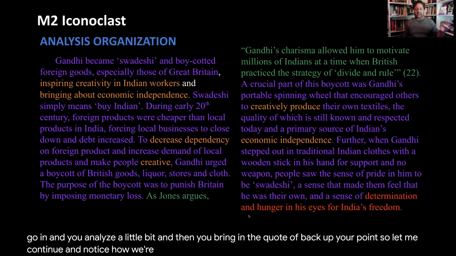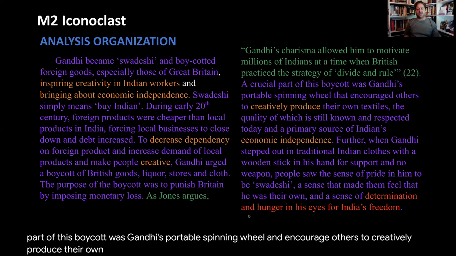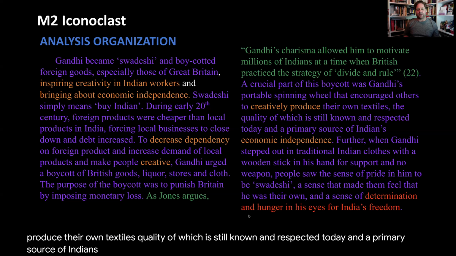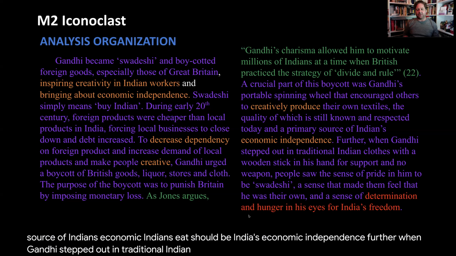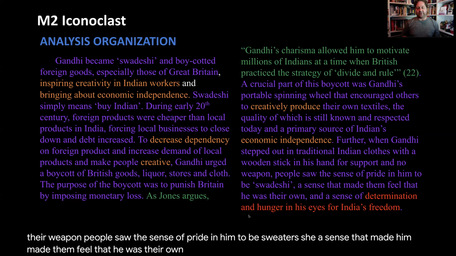And notice how we're sticking to the logic of the subclaim here. A crucial part of this boycott was Gandhi's portable spinning wheel that encouraged others to creatively produce their own textiles, the quality of which is still known and respected today and a primary source of India's economic independence. Further, when Gandhi stepped out in traditional Indian clothes with a wooden stick in his hand for support and no weapon, people saw the sense of pride in him to be Swadeshi, a sense that made them feel that he was their own, and a sense of determination and hunger in his eyes for India's freedom.